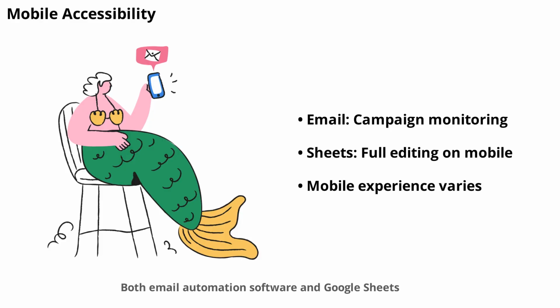Both email automation software and Google Sheets offer mobile apps or responsive web interfaces. This allows users to manage campaigns or update spreadsheets on the go. However, the mobile experience may differ. Email automation apps focus on monitoring campaigns and quick edits, while Google Sheets enables full spreadsheet editing and collaboration from mobile devices. Consider your mobile needs when choosing a tool.